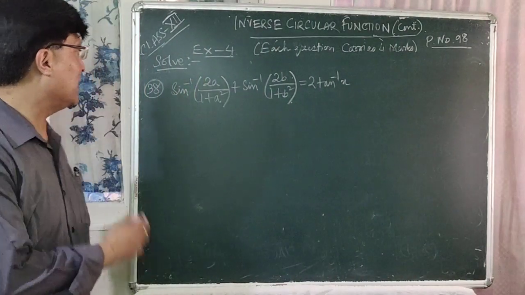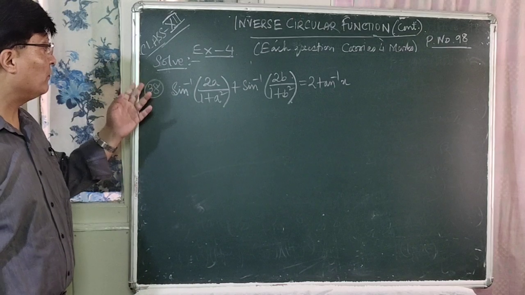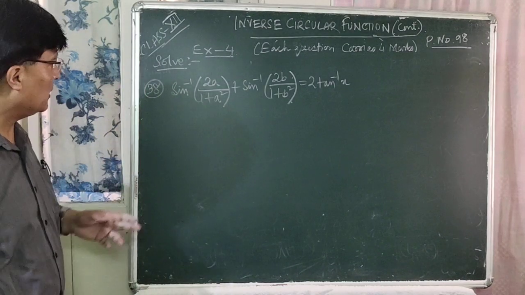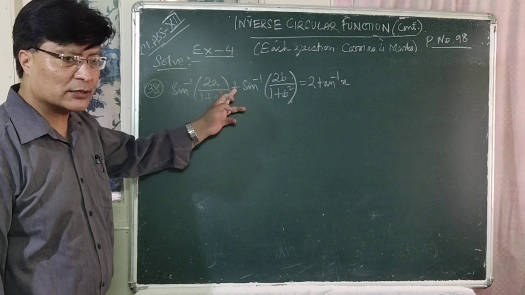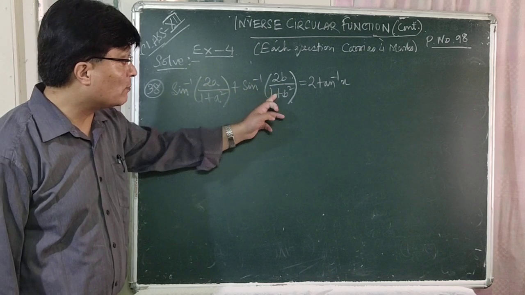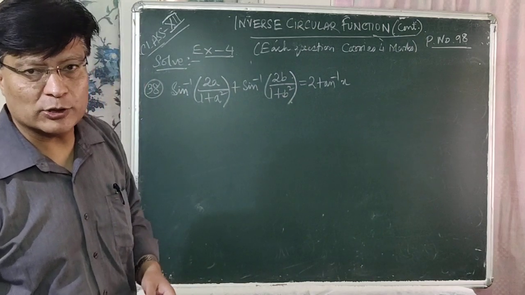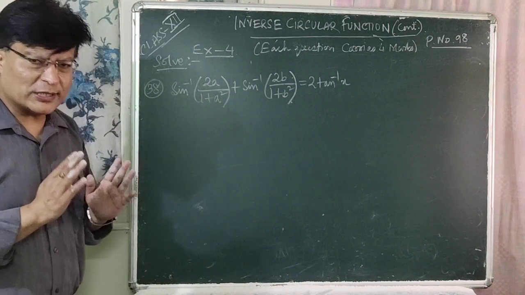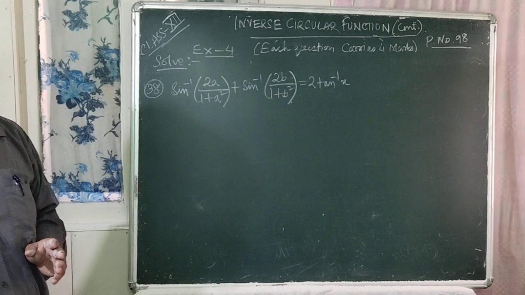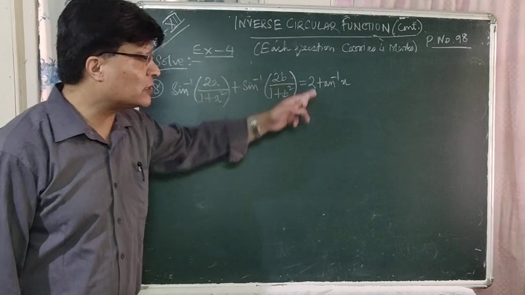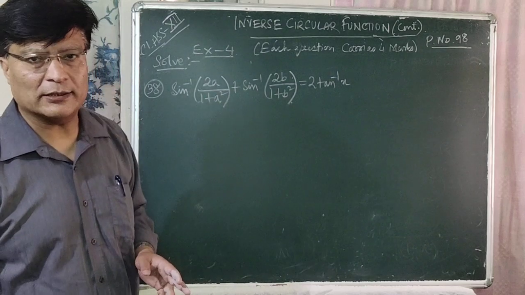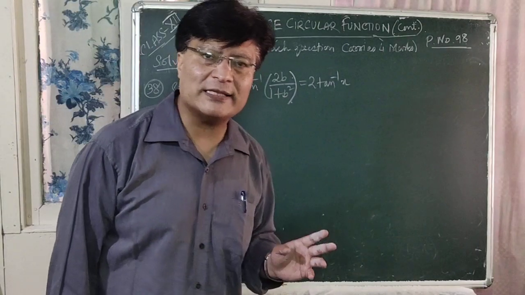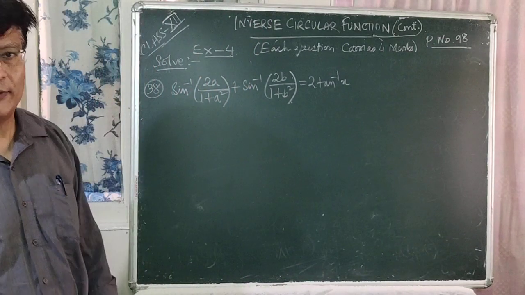So now let's do this question. This is also solve question number 38. It is given sin inverse 2a upon 1 plus a square plus sin inverse 2b upon 1 plus b square is equal to 2 tan inverse x. You have to solve it. So which is the variable here, which is the constant? You should know it. Here x is the variable, you have to get the value for x, and a and b are constant. That means you have to get the value for x in terms of a and b, right?